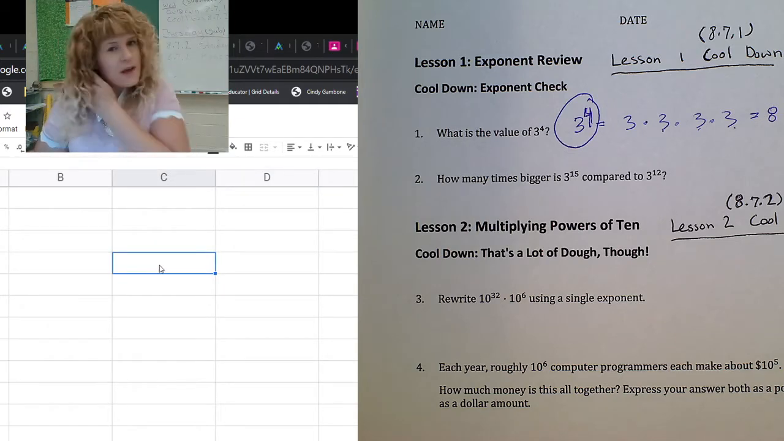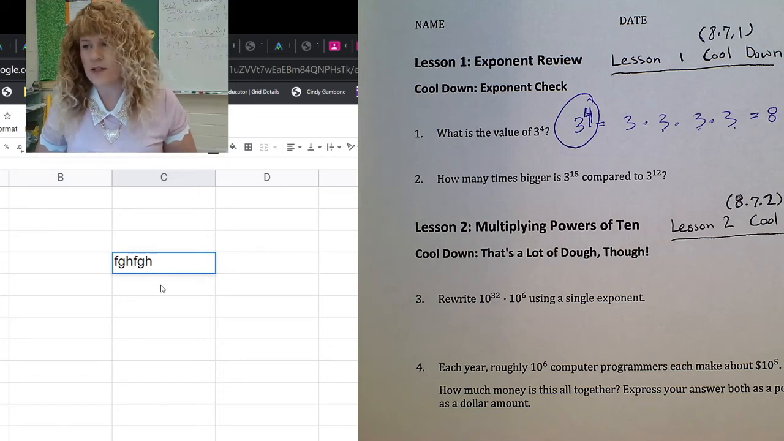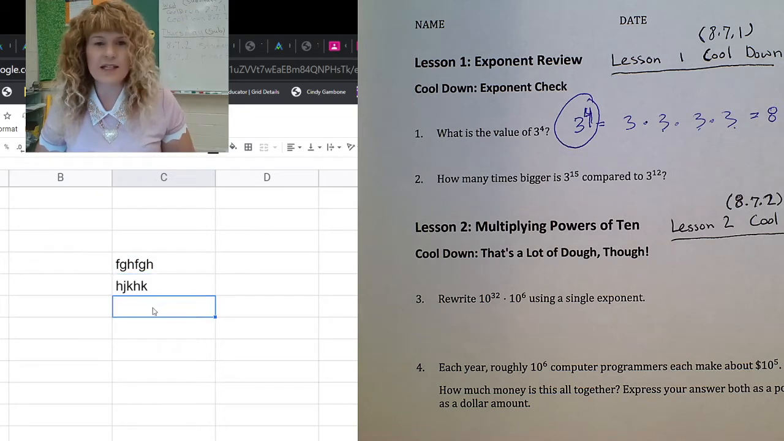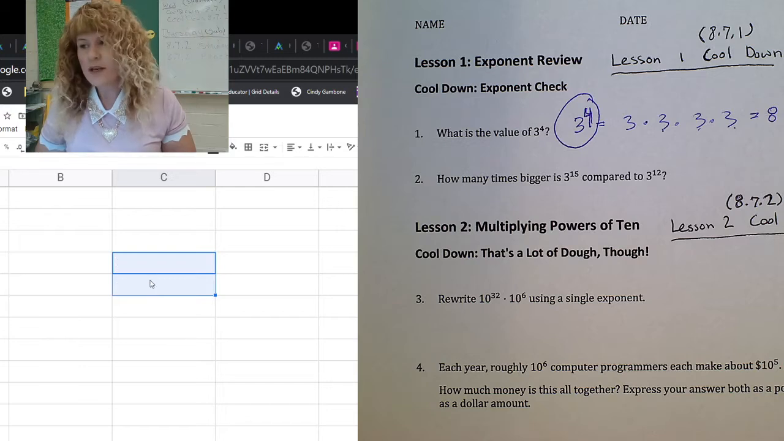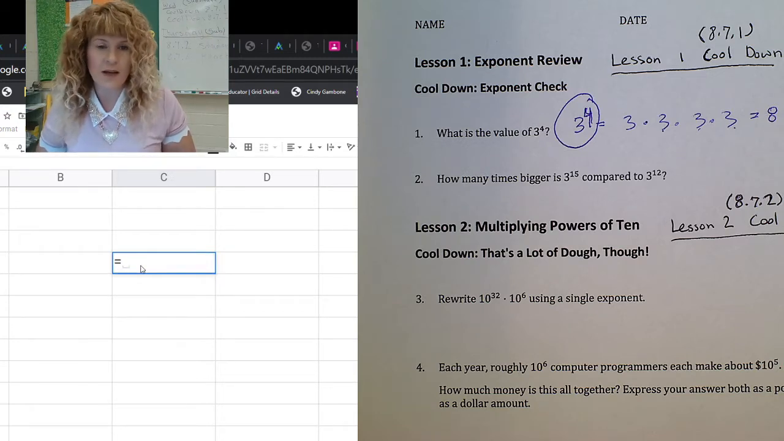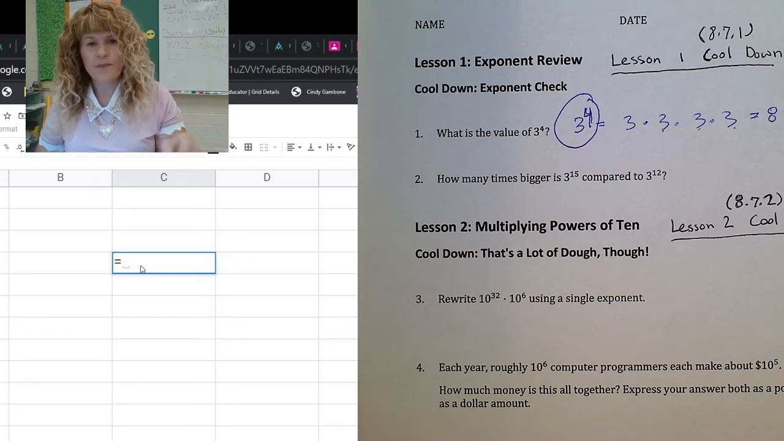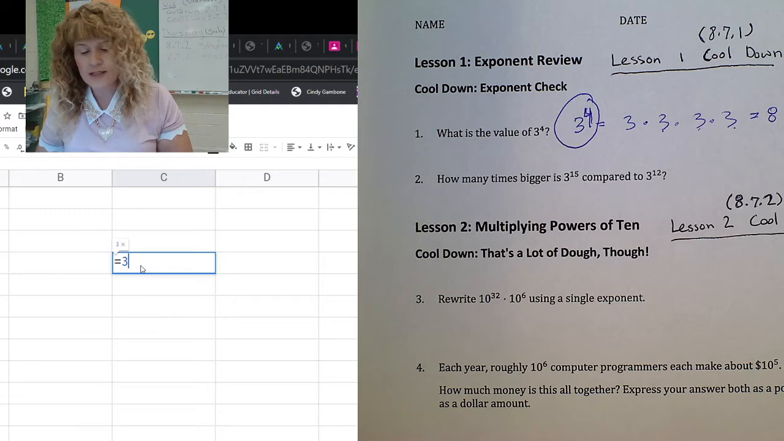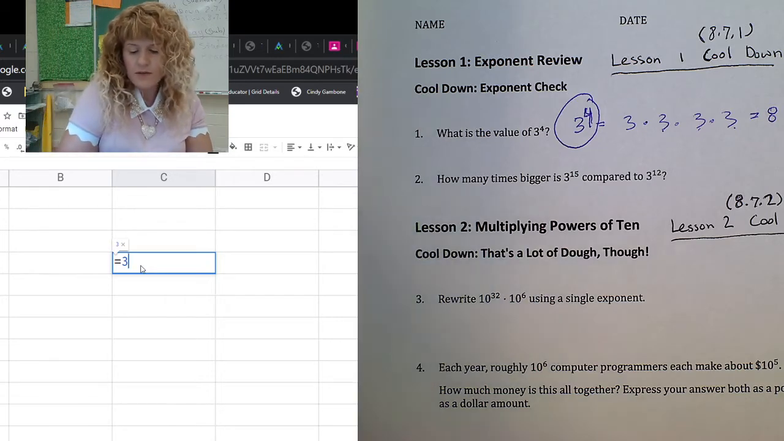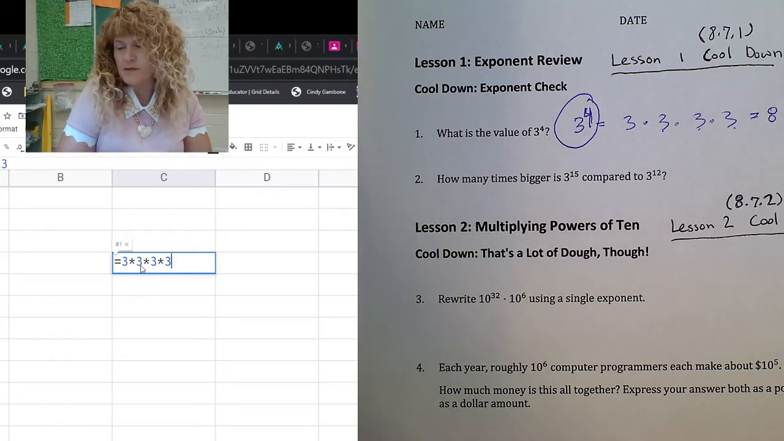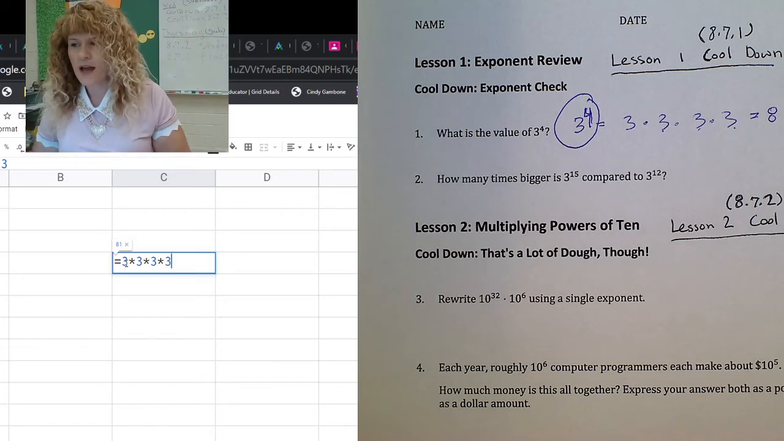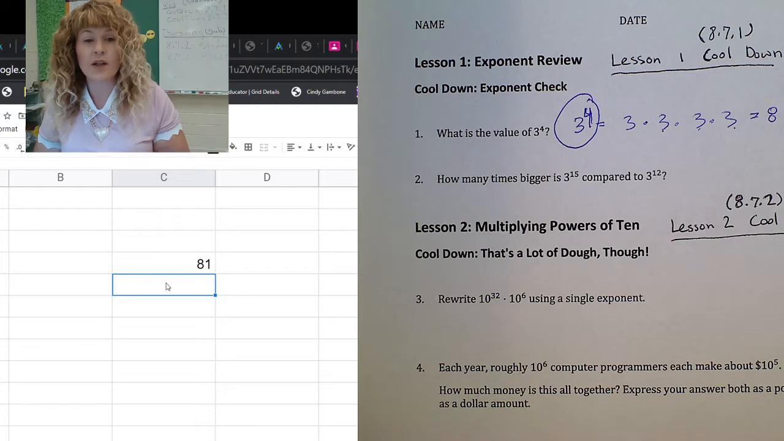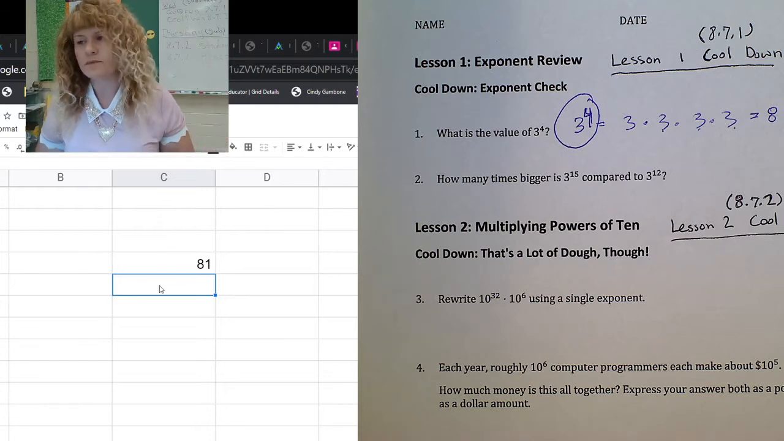You can enter whatever you want into a spreadsheet cell, and it just keeps that. But if you want it to do math, you have to start with an equal sign. So go to Google Sheets, type in an equal sign, and then 3, we want 3 to the 4th power. You can go 3 times 3 times 3 times 3. That little star means multiplication, and when you hit enter, it calculates. Look, I got it right, it's 81.